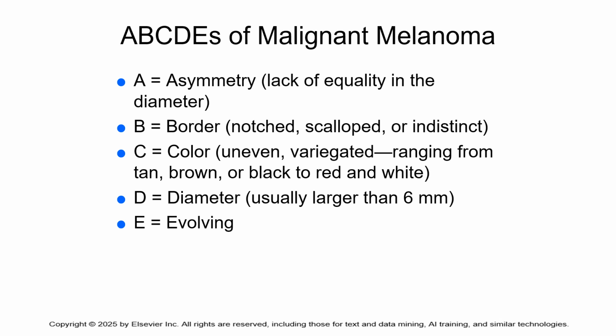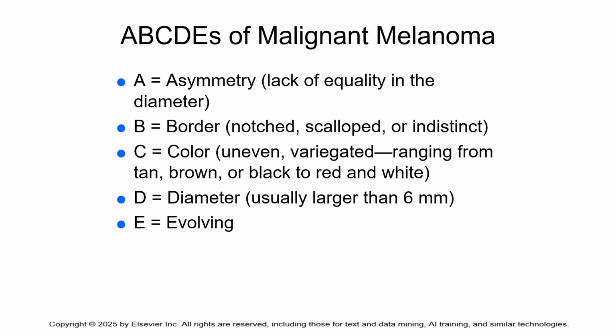In other words, it's not the same on both sides. So if you were to look at one side versus the other, they're very different. B is border. It has a border that isn't rounded. It looks like little notches, or may be kind of scalloped, or may look like it kind of runs the edges. C is color.